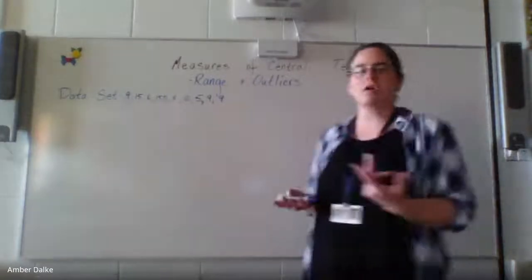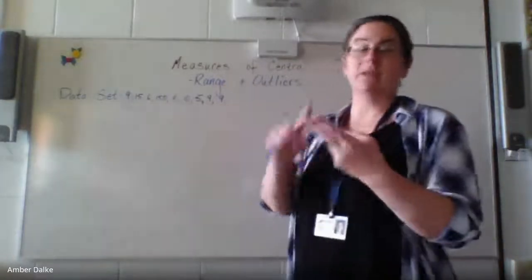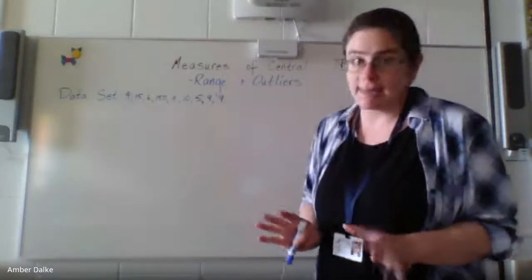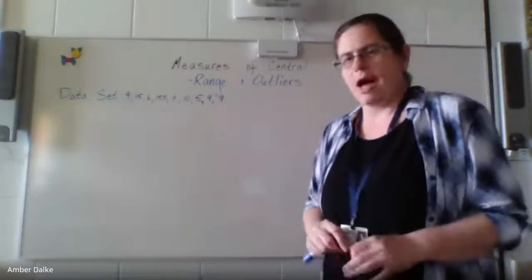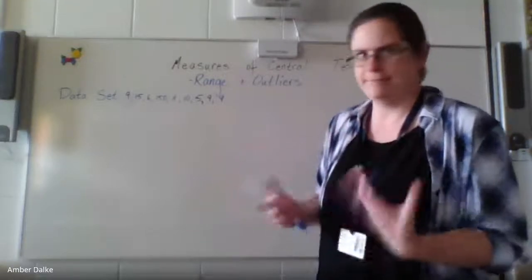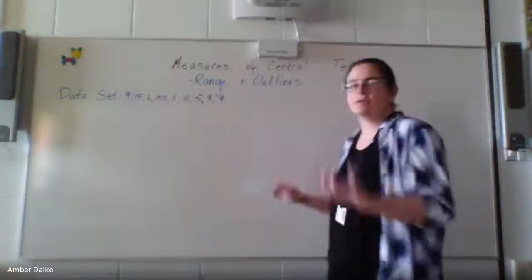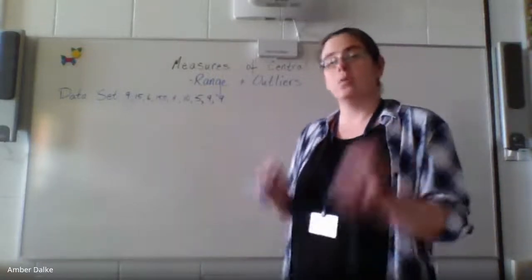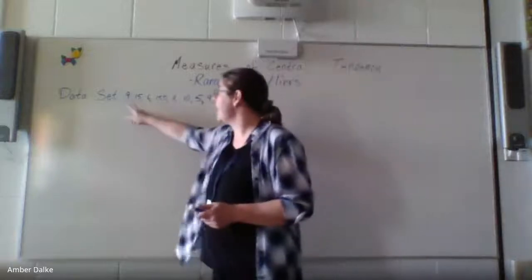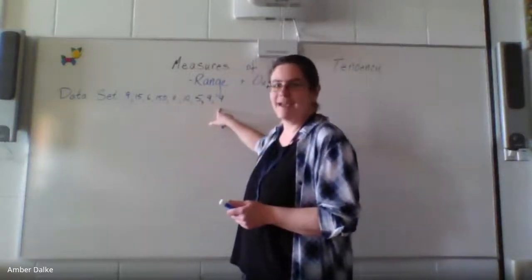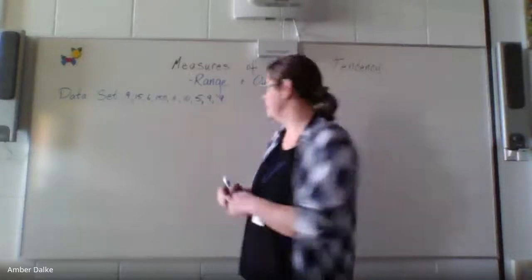I am actually going to start off by calculating the mean, the median, and the mode for this data set before we even get into talking about range and outliers, because it's important to see how the outliers can affect a data set, okay? So let's start with the mean. As you should know by now, in order to calculate the mean, you have to add up these numbers. That's going to be fun. And then you have to divide by how many there are.